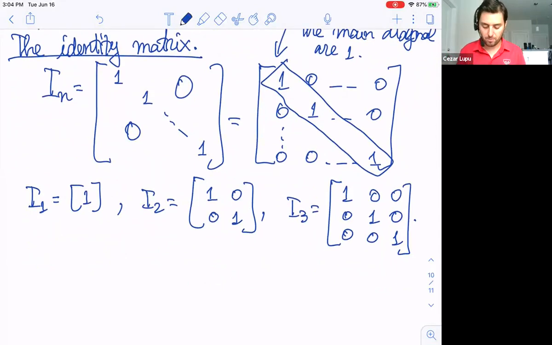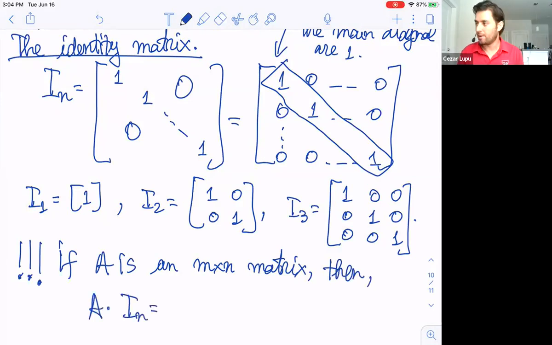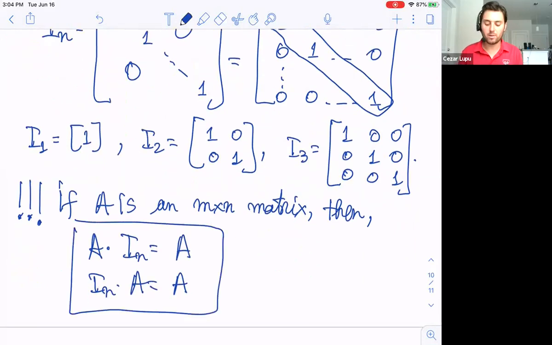Because of a very important fact, stated as a theorem: if A is an m by n matrix, then A times the identity is A, and the identity times A is A. So it doesn't matter how you multiply it. You multiply to the left, you multiply to the right, it will give you the same thing. So with the identity, you always have commutativity.